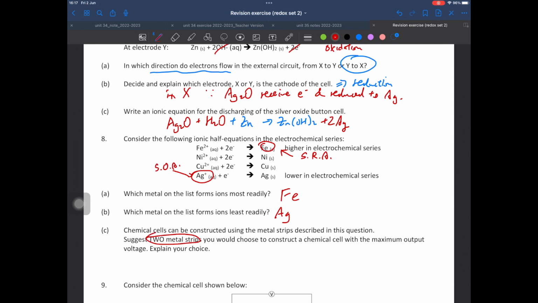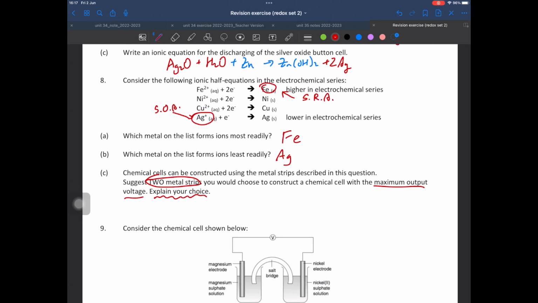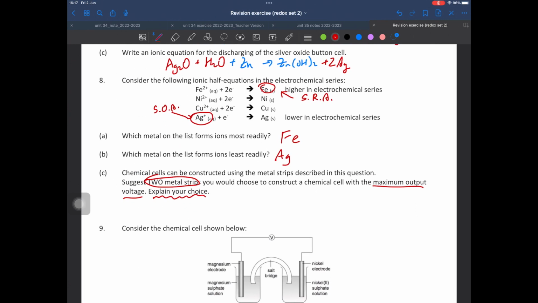Which two metal strip will give maximum output voltage? And don't forget your choice. Of course, this is Fe and Ag, silver, because you can memorize the answer already, because they have the largest difference in the position in ECS.